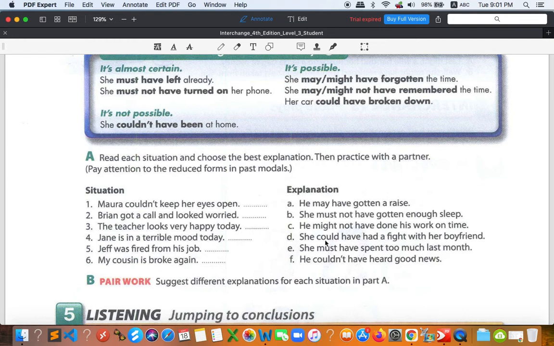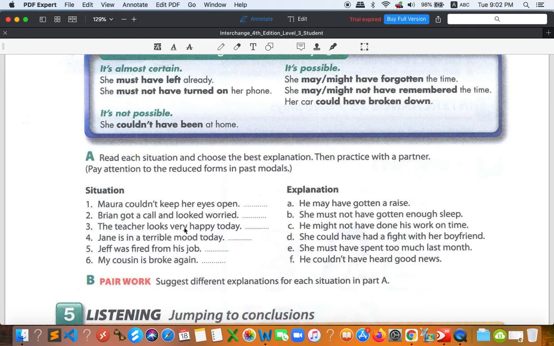So number one, Mara couldn't keep her eyes open, so that is letter B. All right, she must not have gotten enough sleep. That is the reason she had to keep her eyes closed. Number two, Brian got a call and looked worried. So the answer is he couldn't have heard good news. Something bad happened to him after a call.